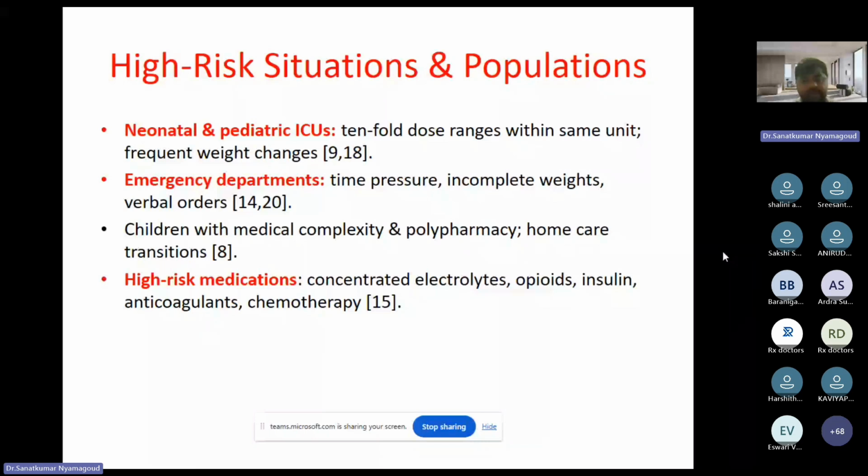For example, concentrated electrolytes, which we use. Concentrated opioids we use to treat conditions. Type 1 diabetes preparations, type 2 diabetes preparations for pediatrics. Anticoagulants and chemotherapy in pediatrics are all high risk situations.